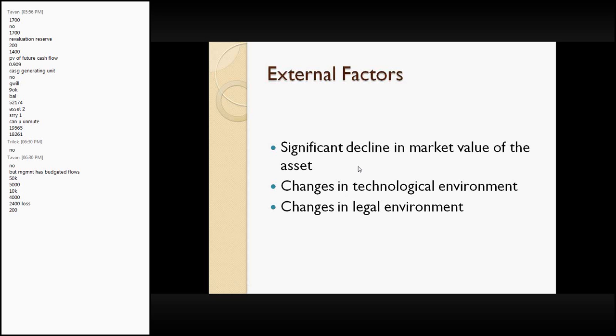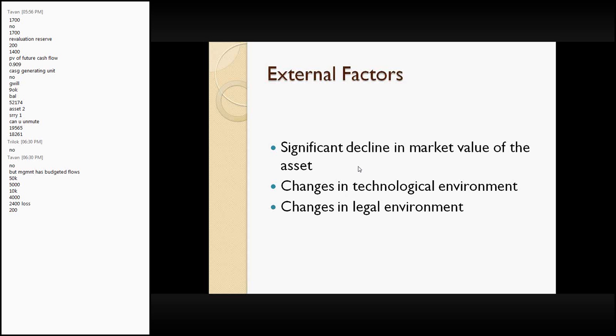There are changes in the technological environment, or an external factor may be that Samsung is a rival who has introduced a better product at a lower price, isn't it? So that is an external factor which has indicated impairment.